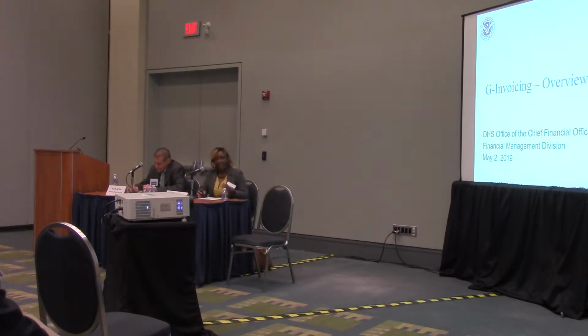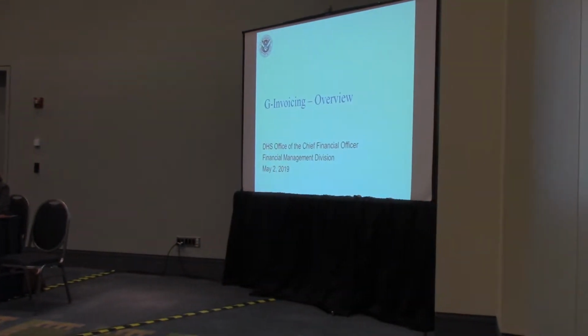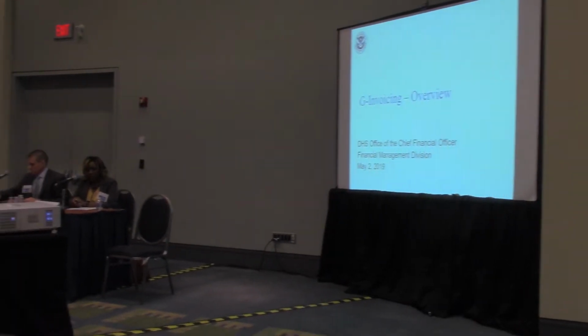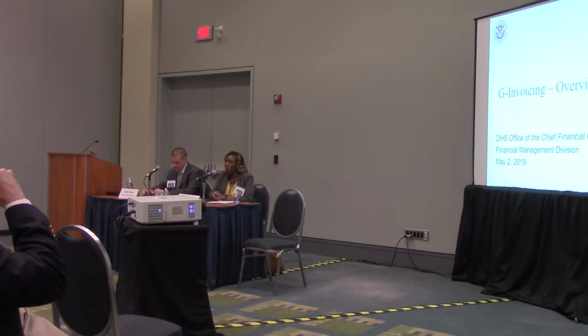Okay. Good afternoon. I am going to briefly talk about G-invoicing, and then I will be turning it over to Fiscal Service to give you a little more in-depth knowledge about G-invoicing. So as you probably are aware, the federal government continues to be unable to adequately account for and reconcile intergovernmental activity balances. The federal government has a material weakness and a significant contributor to the lack of opinion on the financial report of the U.S.